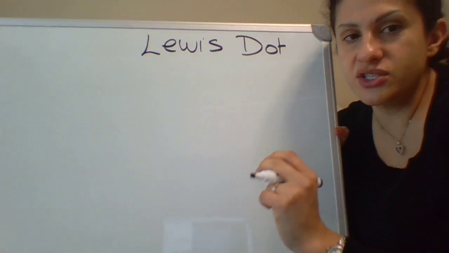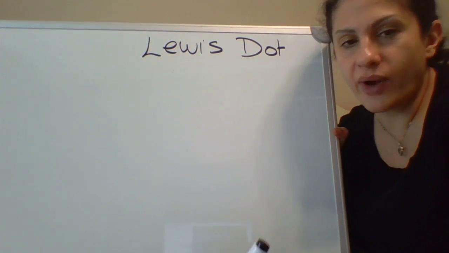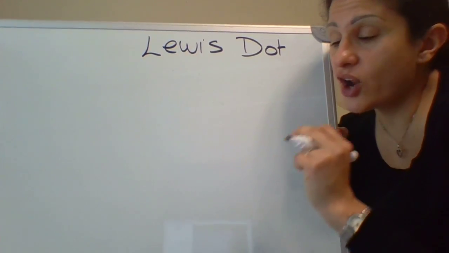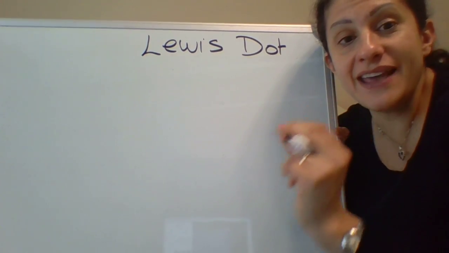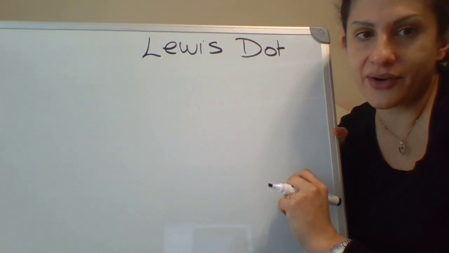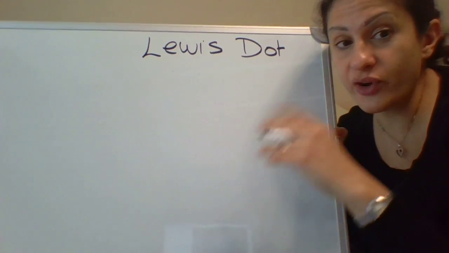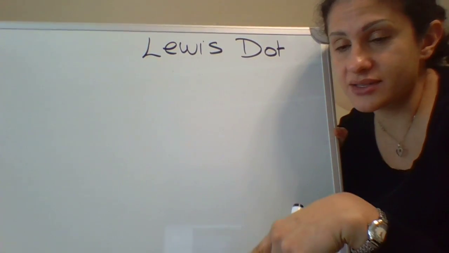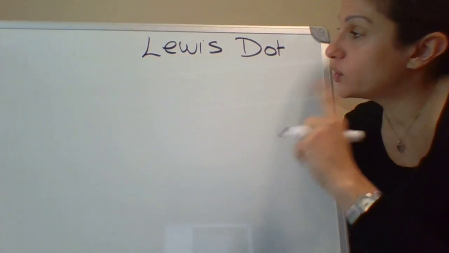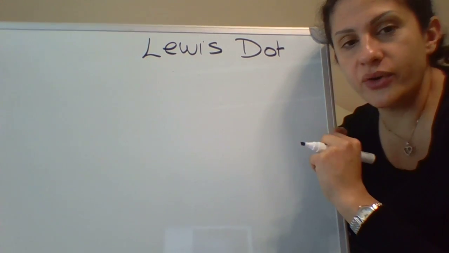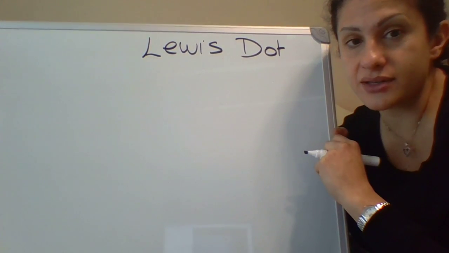The Lewis dot is unlike the Bohr-Rutherford because Lewis dot only shows the valence electrons in its diagram. So with Bohr-Rutherford, we showed all the electrons that surround the nucleus. With Lewis dot, we are only going to focus on the valence electrons.